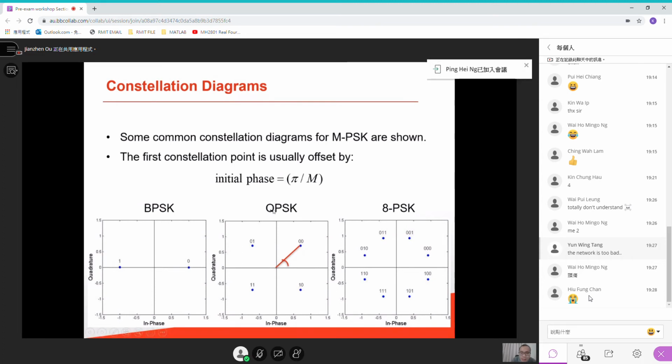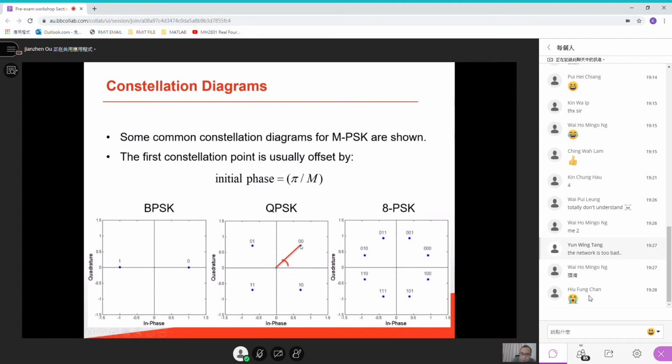For QPSK, the initial phase is pi over 4. You can see straight away from here, this is pi over 4. I draw a line here, for instance 0, 0, joining to the origin here. This is the magnitude and this is the angle, which is the initial phase. So for QPSK, the initial phase is pi over 4, so this angle is equal to pi over 4. If you're using superposition to understand this, using the superposition angle, it's okay as well.